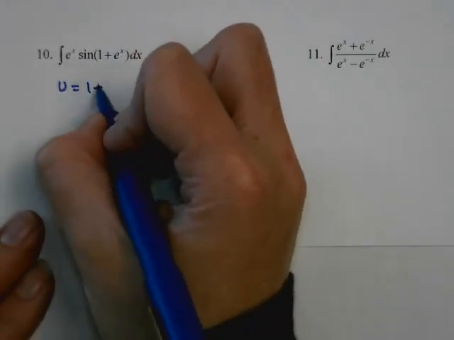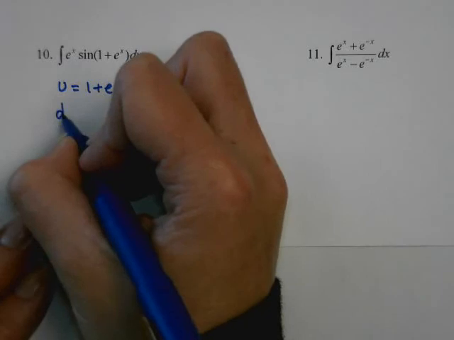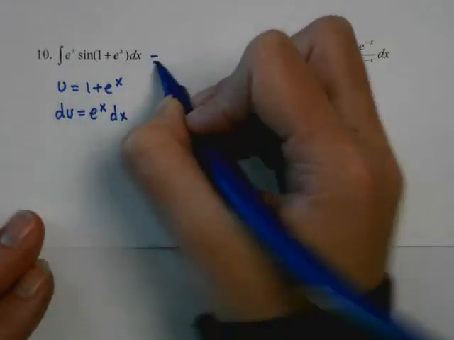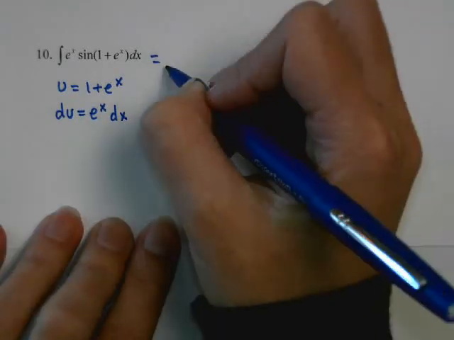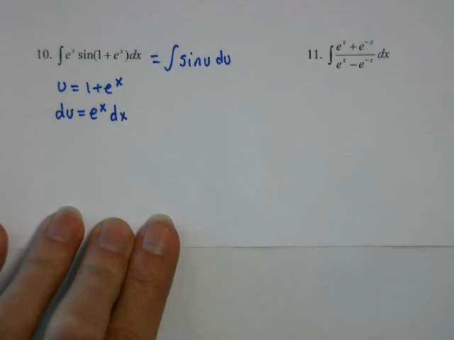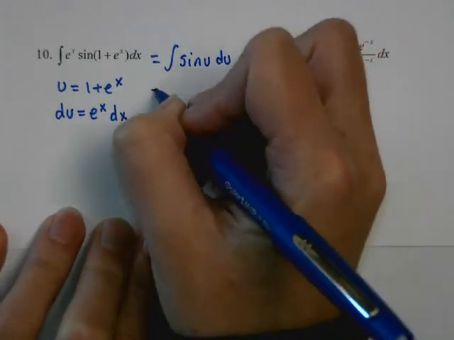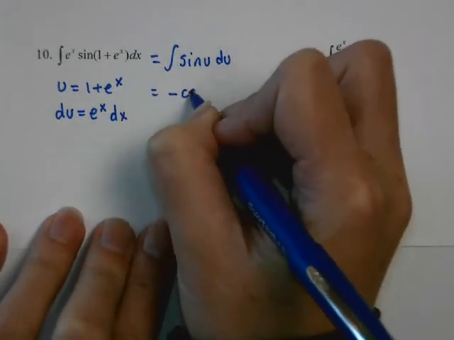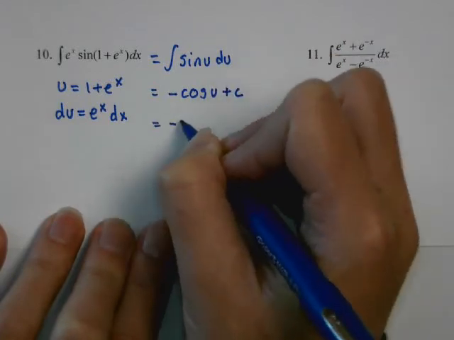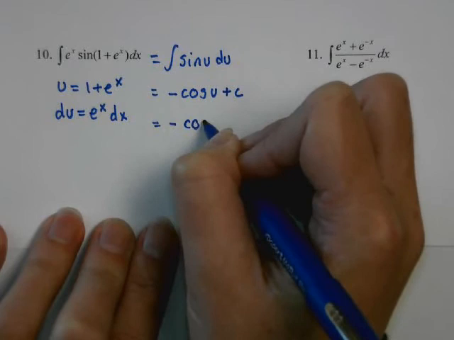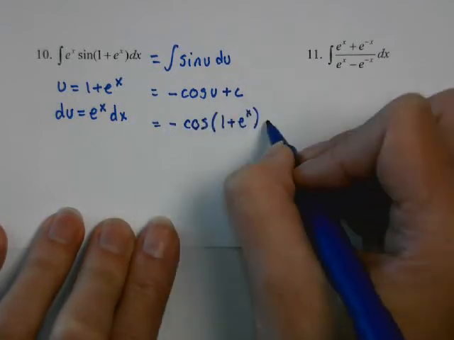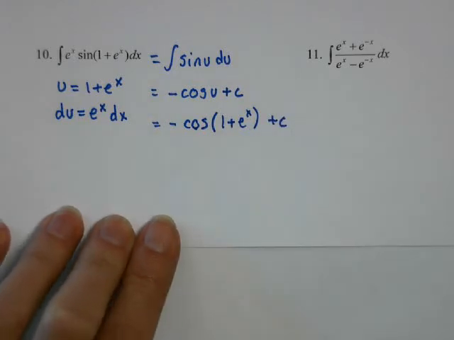Let u equal 1 plus e to the x, which means du is e to the x dx. So my new problem is just the integral of sine u du. Integral of sine is a negative cosine. So this is negative cosine of 1 plus e to the x plus c.